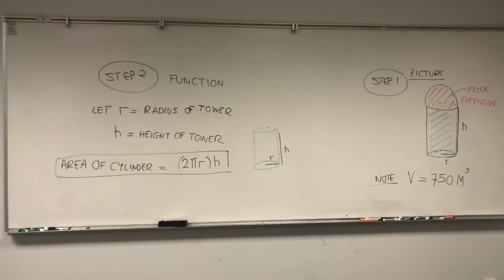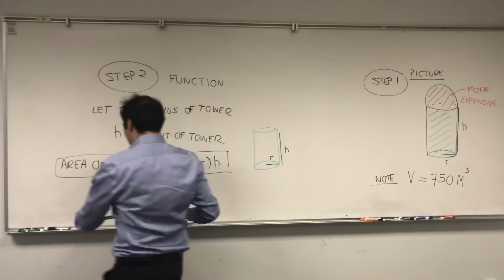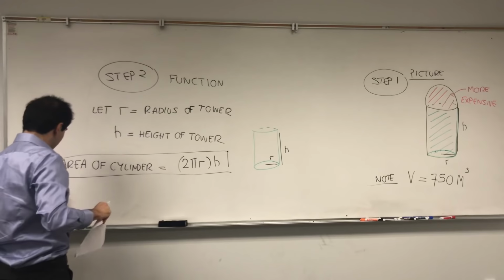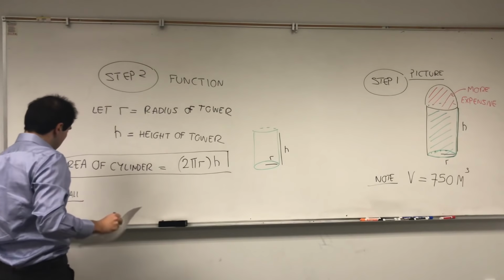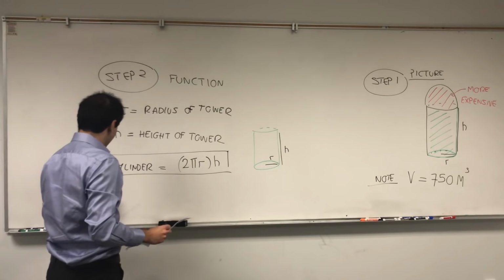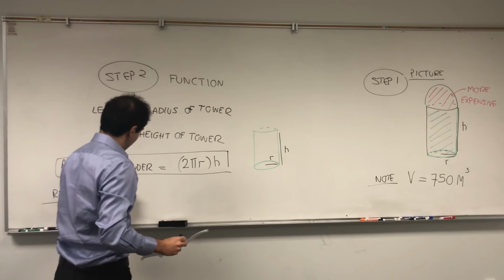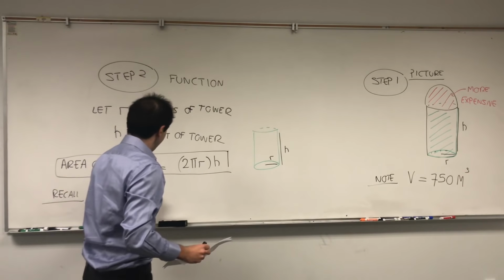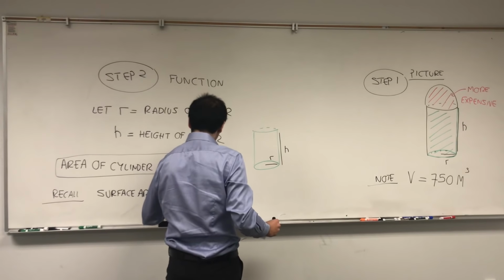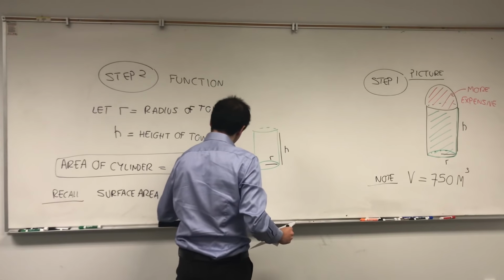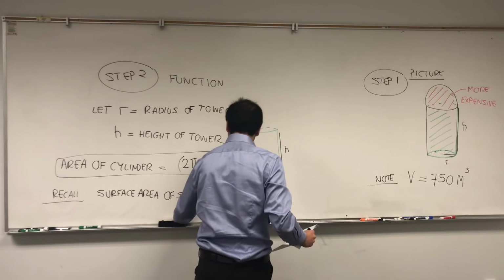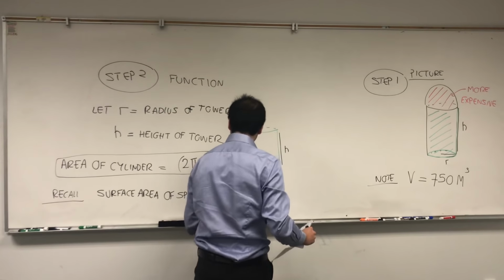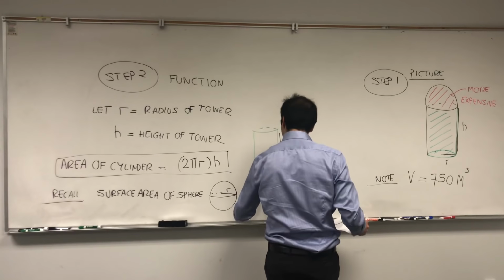That tells us the area of the cylinder, and then the next part is to find the area of this dome, and just recall, the surface area of a sphere of radius r. Again, suppose you have this sphere of radius r. That's just 4 pi r squared.